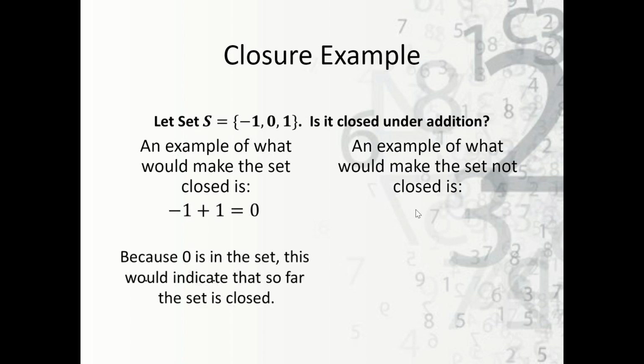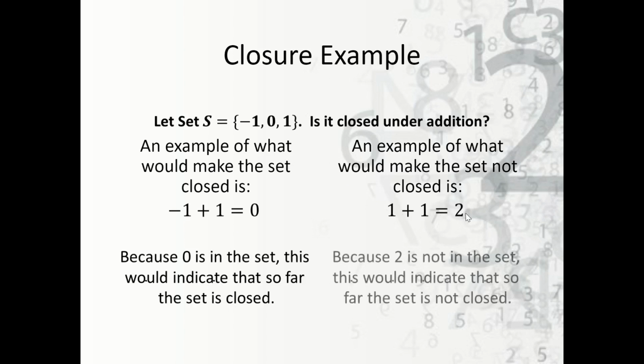Now, is there an example we can come up with that makes it out of the set? Well, if we add 1 plus 1, because we do need to include it plus itself, so 1 plus 1 equals 2. Well, 2 is not in the set, therefore the set is not closed. And again, if there's even one example of this, it doesn't matter that the other part ended up inside the set. Because this one example is out of the set, the whole set is not closed.